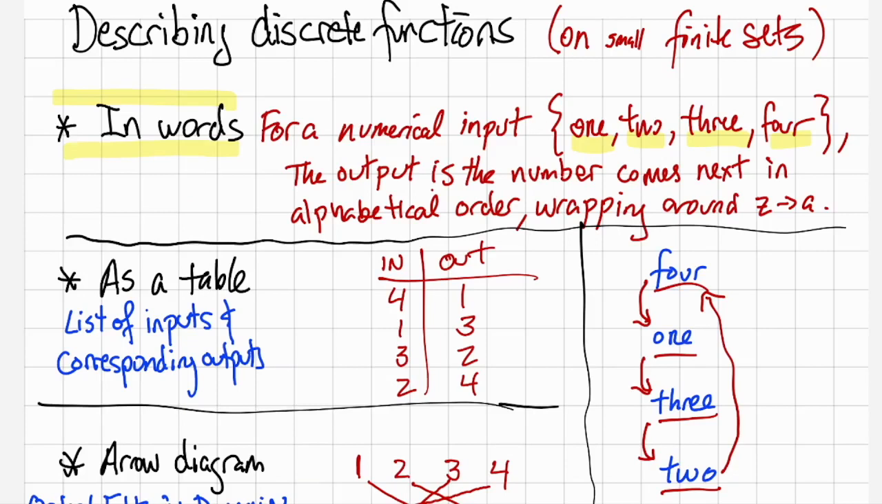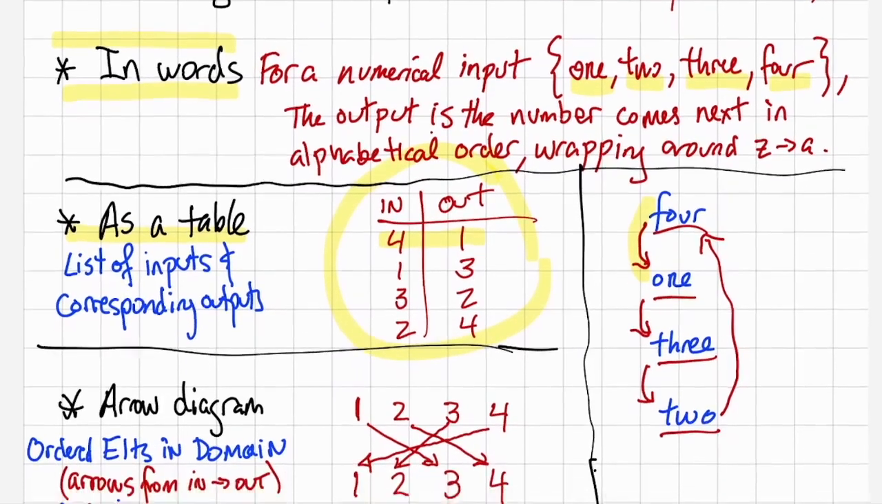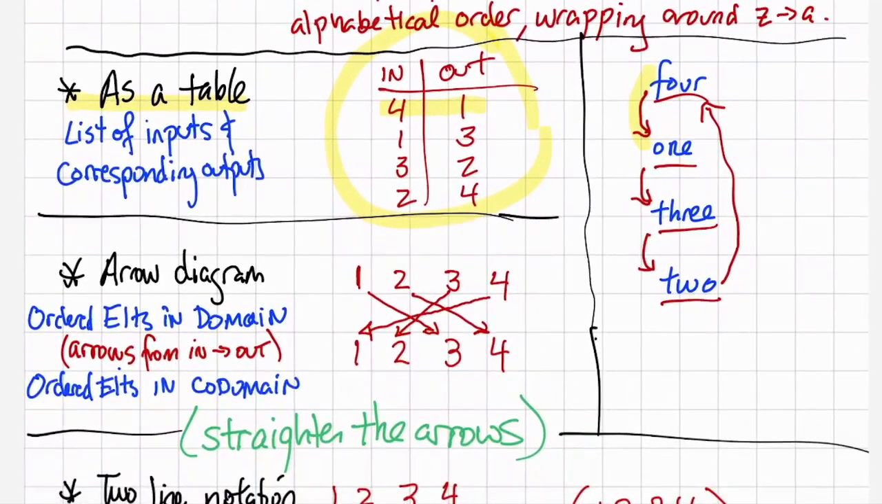Other ways to represent this function is as a table. We can take the inputs and the outputs and write them down. If 4 is the input, 1 is the output, and so we would put the 4 in the in column and 1 in the out column. Now something that will be especially helpful is to draw these as arrow diagrams.